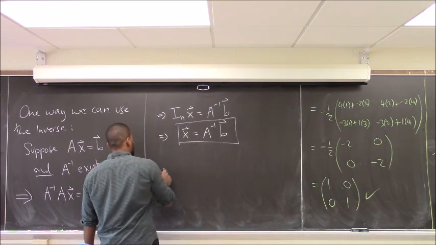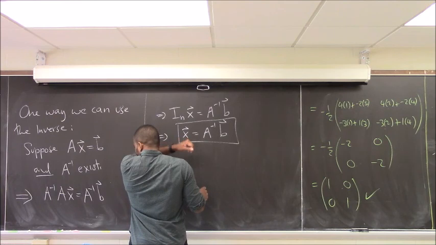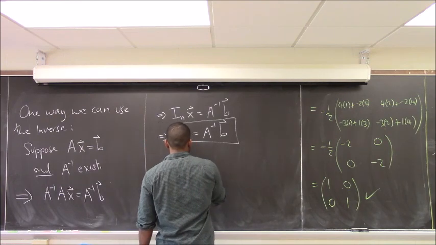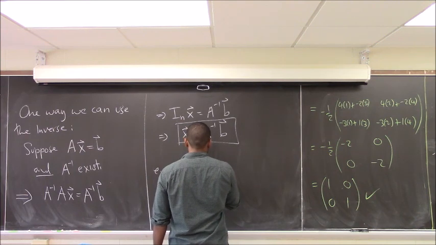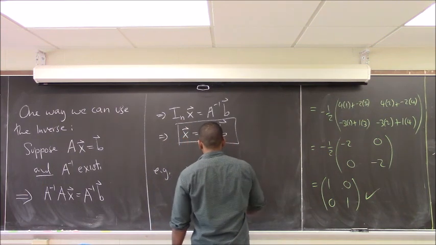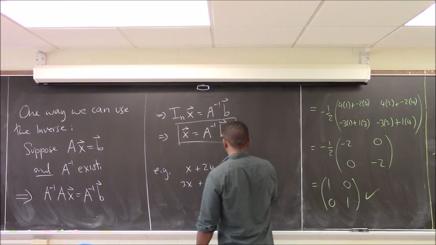So, here's an example. Let's say I took my same matrix, 1, 2, 3, 4. And set it equal to any random numbers I want, let's say minus 2 and 4.